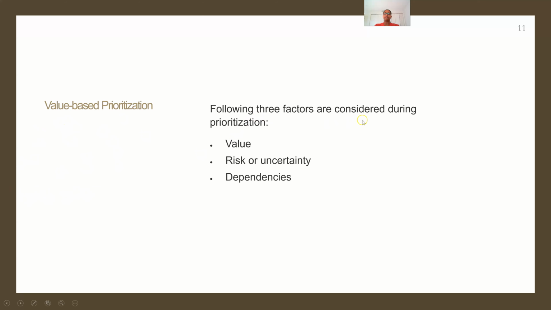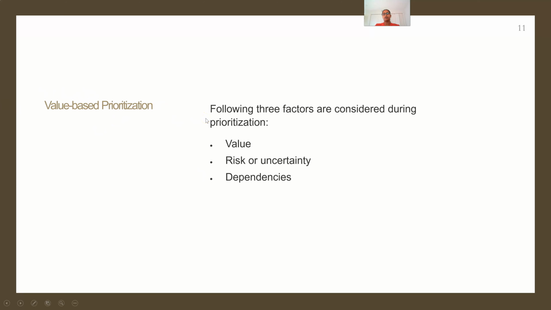Here we can see the three factors which are considered during prioritization. The first one is value, second is risk, and third is dependency. Prioritization results in deliverables that satisfy the requirements of the customer, with the objective of delivering maximum business value in the least amount of time. So having maximum value in minimal time is the entire goal of value-based prioritization.